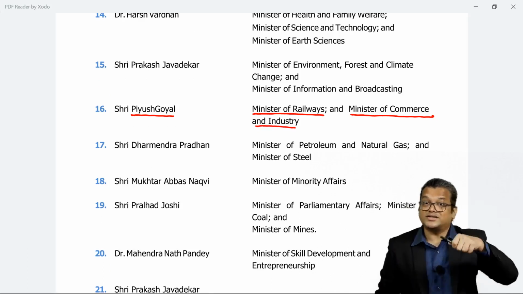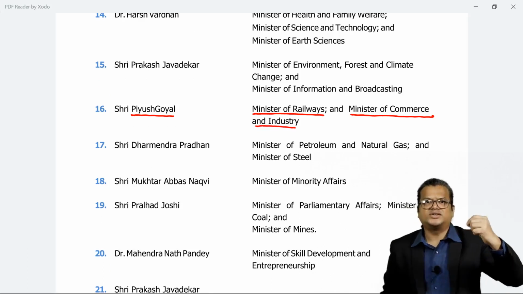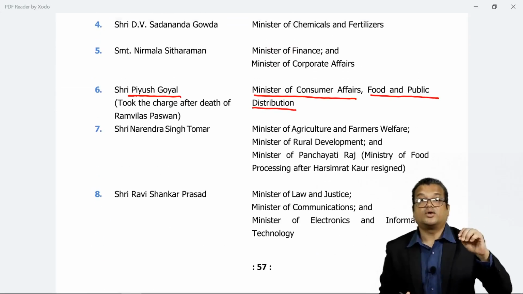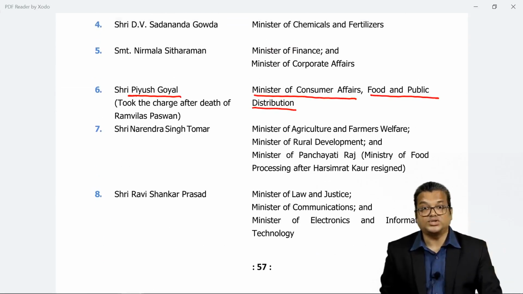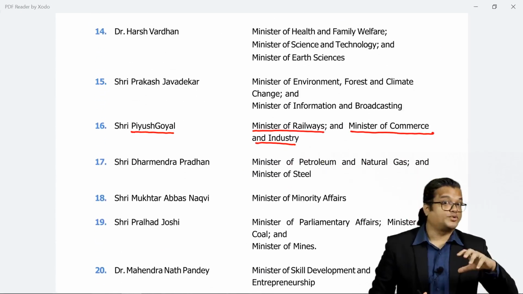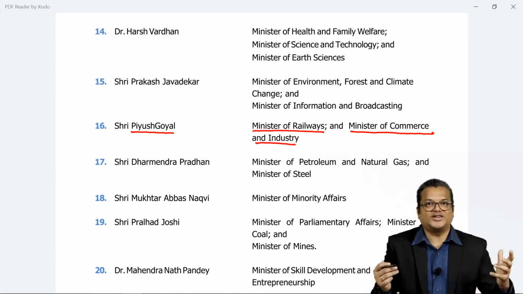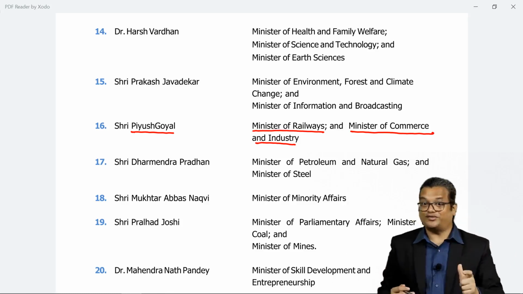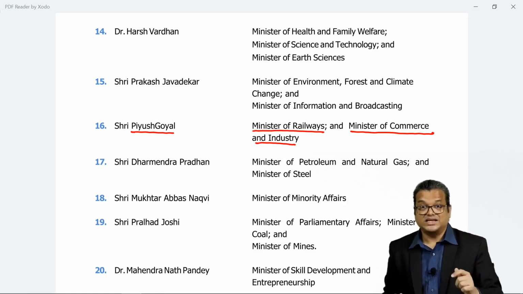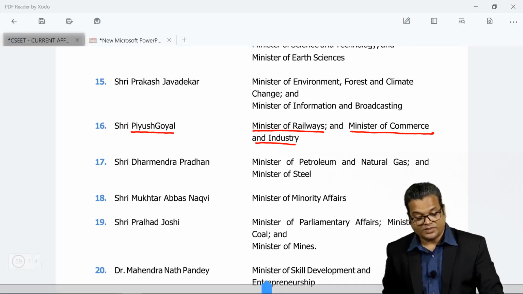So again friends, the same pattern, you can have an MCQ based on this. Shri Piyush Goyal ji is in charge of: A, the first option that we have seen over here, Ministry of Consumer Affairs, Food and Public Distribution. Option B, what is that? Ministry of Railways. Option C, what is that? Ministry of Commerce and Industry. And then obviously what has to be option D? It has to be all of the above, and we will select that. Understood friends, right? Let's go through a few more important changes that have happened in the cabinet ministry.